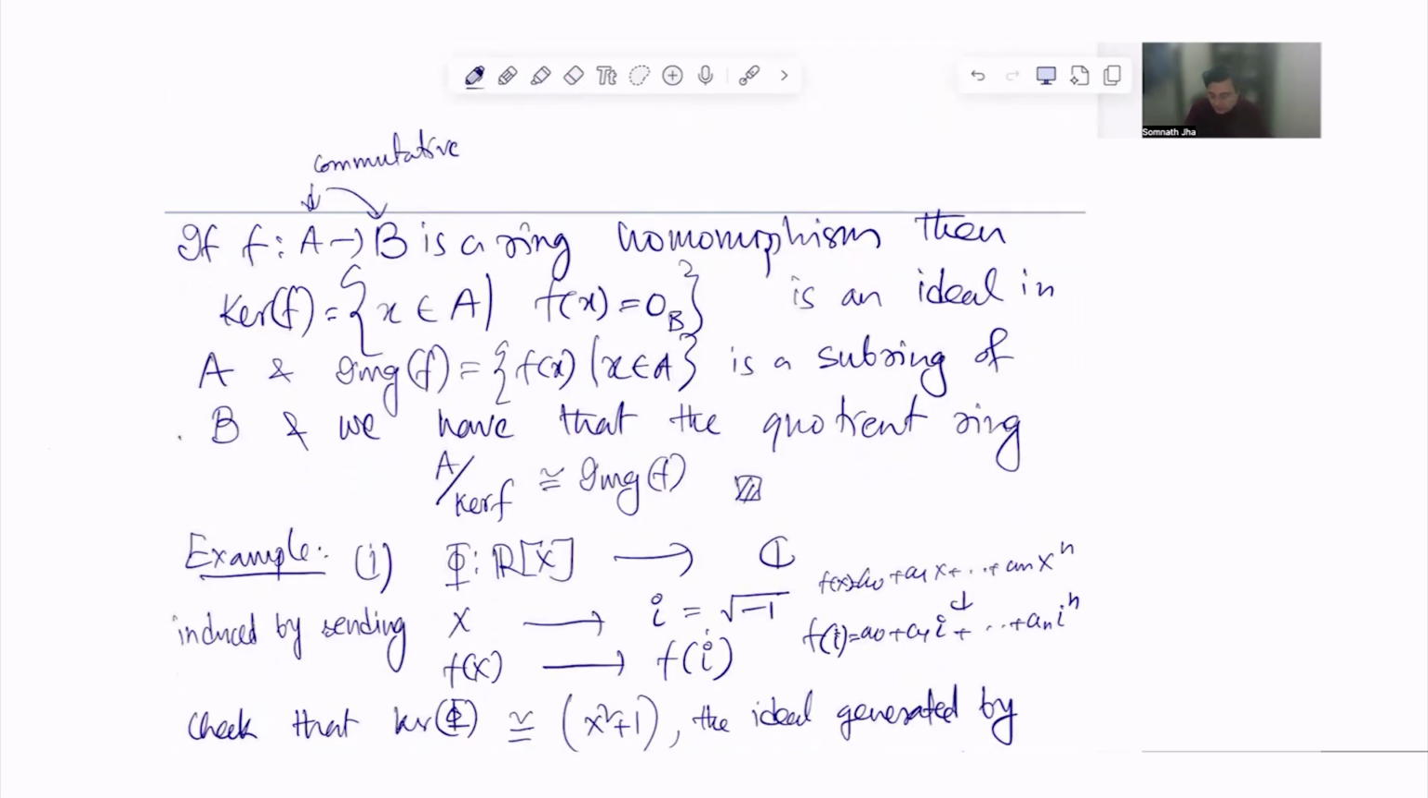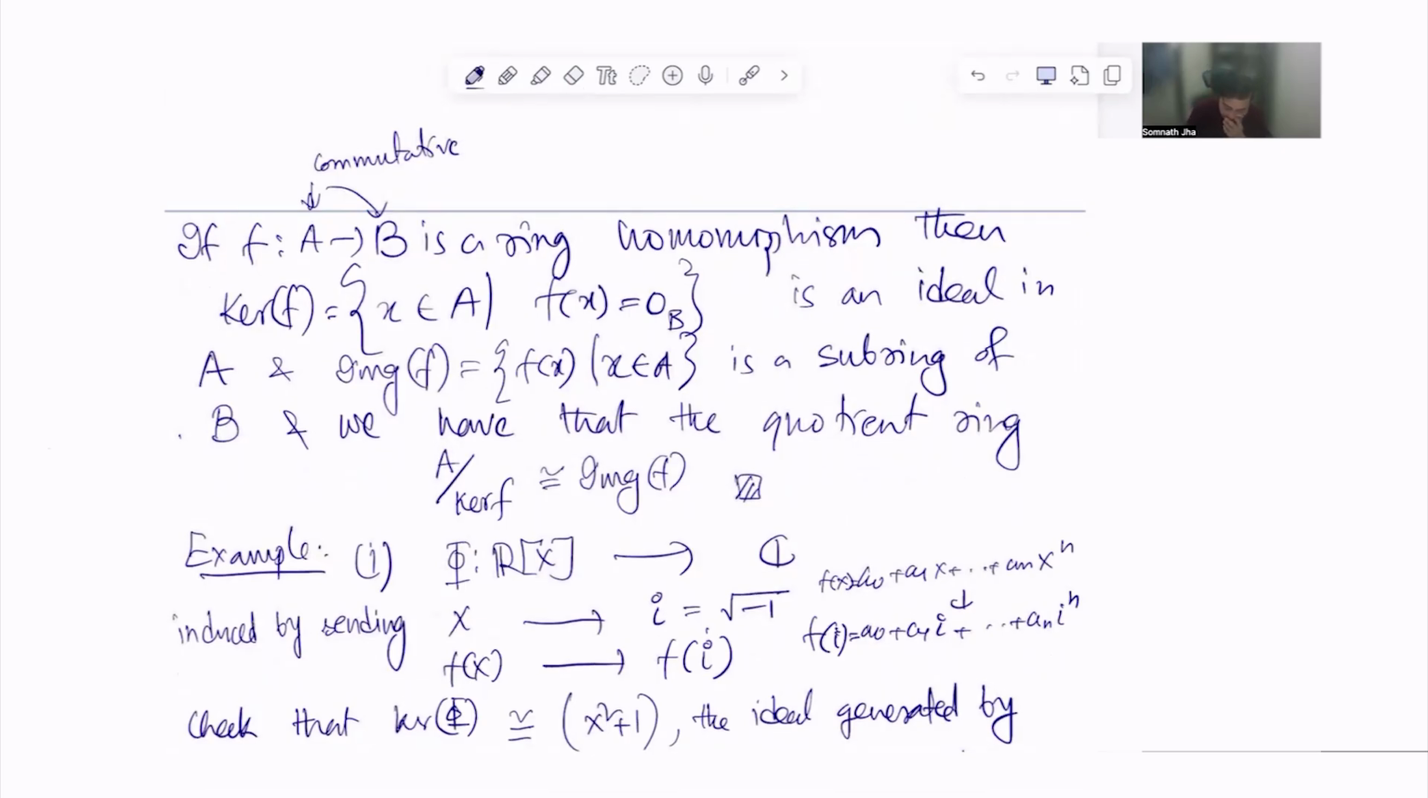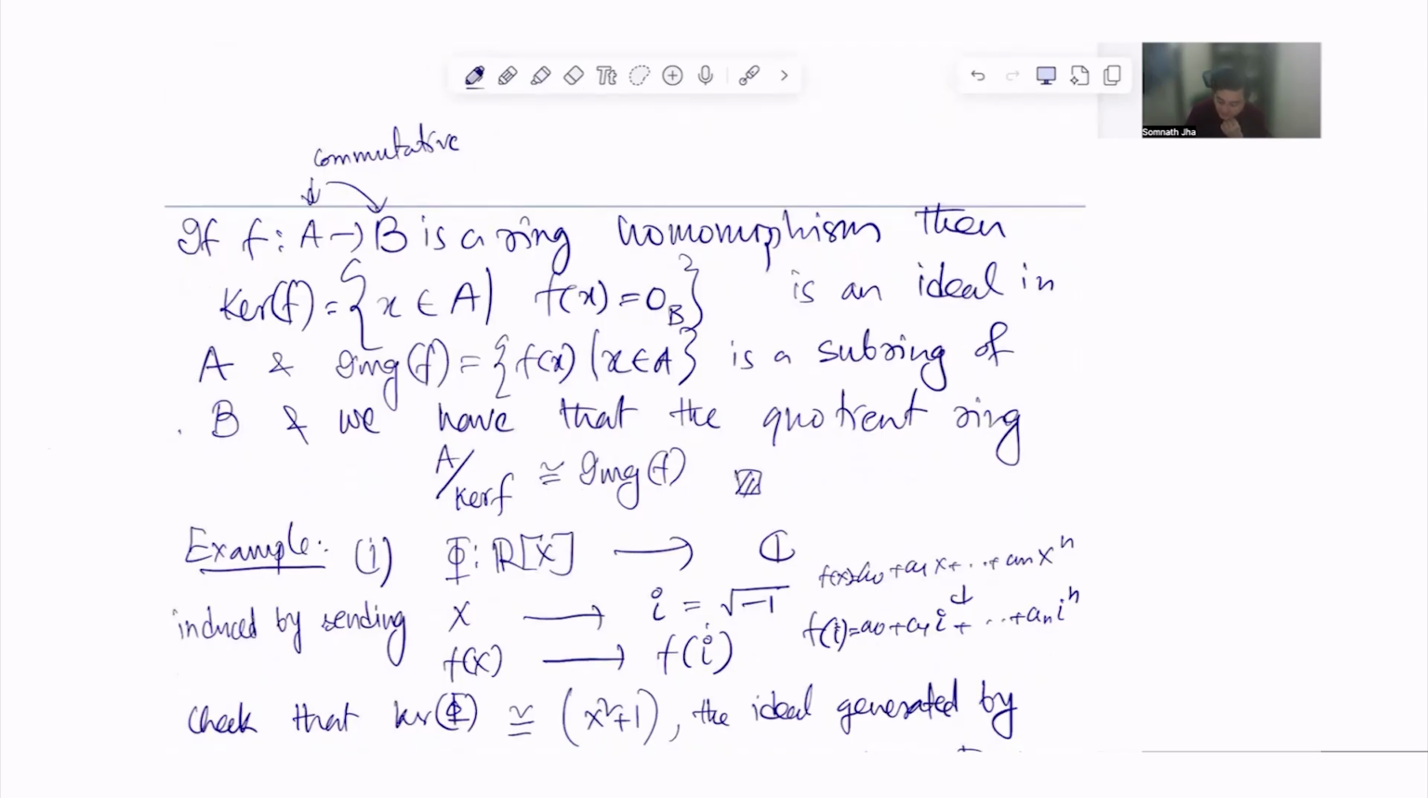So it's enough to say x goes to i. We have just replaced x by i. You can easily check that this is a ring homomorphism. If f(x) goes to f(i) and g(x) goes to g(i), then (f+g)(x) will go to f(i) plus g(i), and f(x) times g(x) will go to f(i) times g(i). So this is a ring homomorphism.